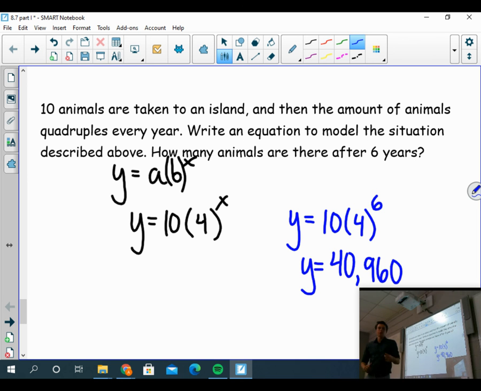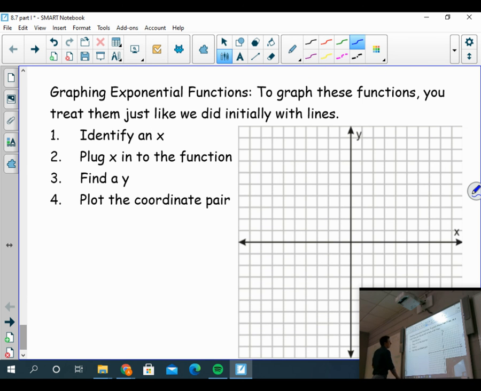So far, what we've learned how to do is evaluate exponential functions. We've learned the general form of exponential functions, and we have learned how to set up the general form of exponential functions given a real-world scenario. The last thing we're going to be discussing, and this will carry over into part 2, is graphing exponential functions.